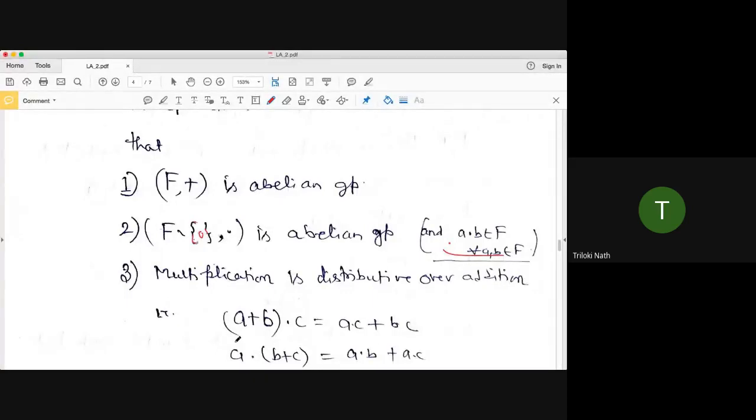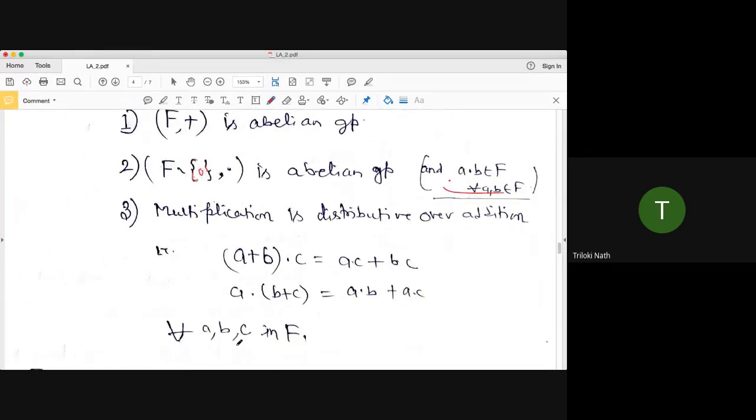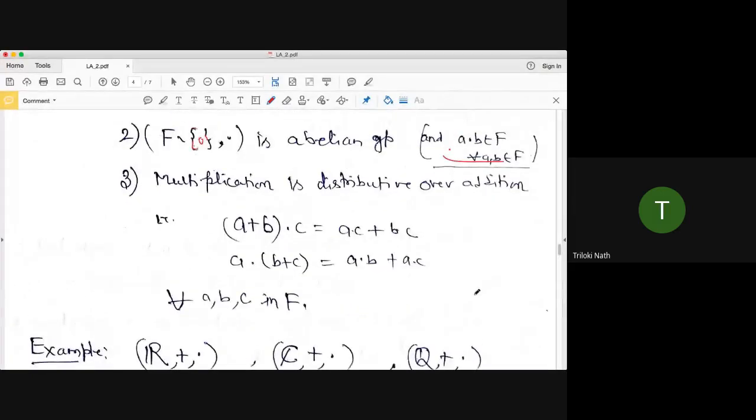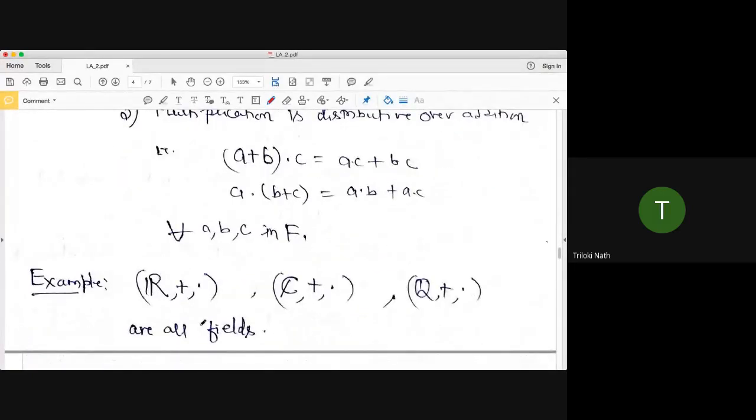Excluding 0, it is again an abelian group with respect to multiplication. And two distributive laws hold, that is, multiplication distributes over addition from left and from right. And A dot B belongs to F, that is, F is closed with respect to multiplication.